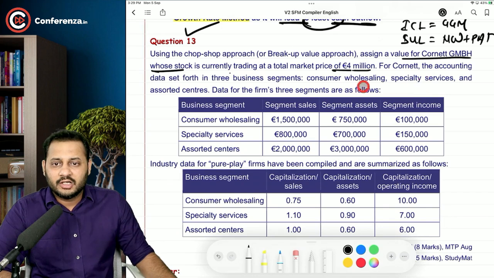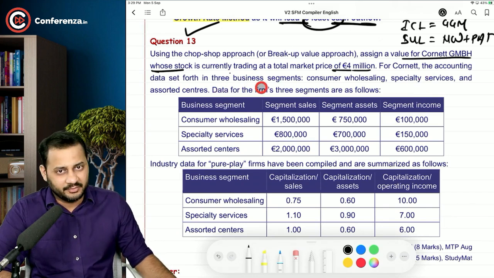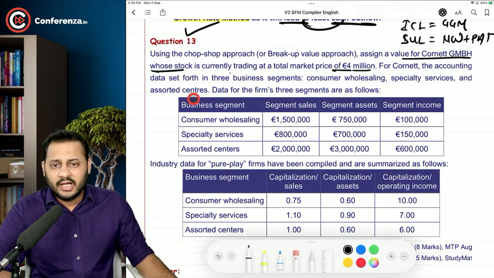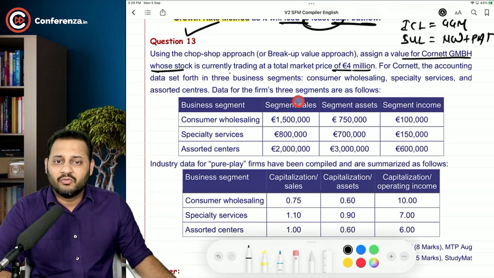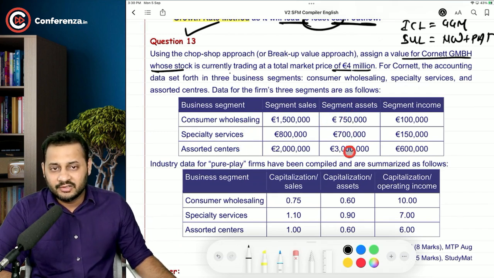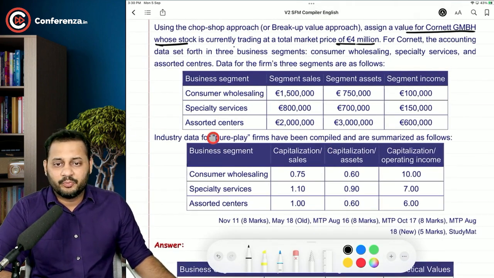For Cornet, the accounting data is set forth in three business segments: consumer wholesaling, specialty services, and assorted centers. Data for the firm's three segments are as follows. For all these segments, the sales, assets, and income are given to you: the sales of the wholesale business, specialty services, and assorted centers, the assets involved in each, and the total income of every segment. Then there is industry data for pure play firms.